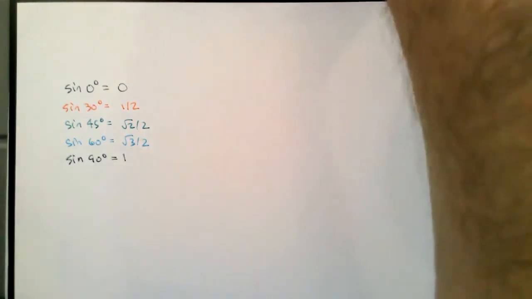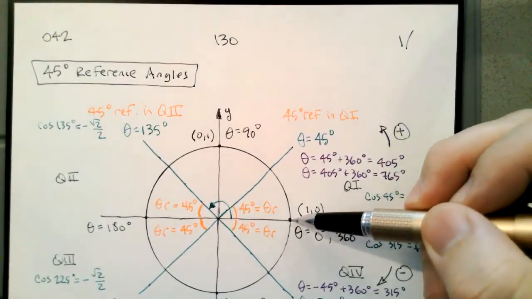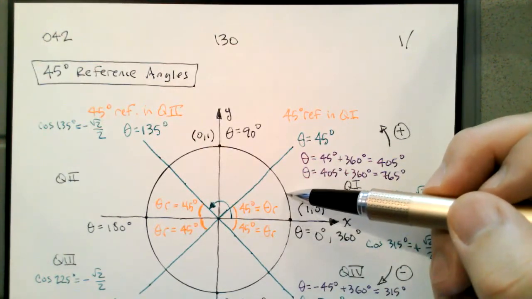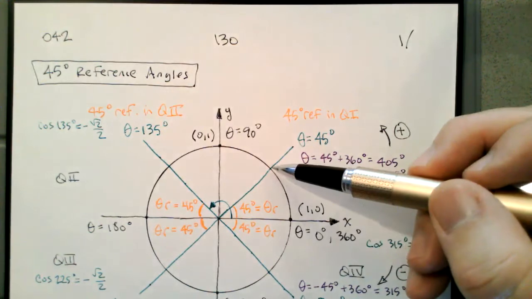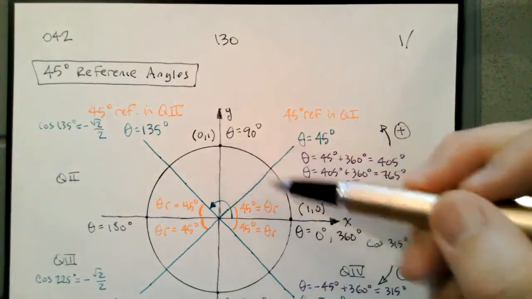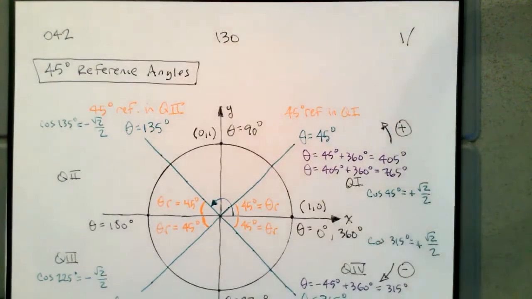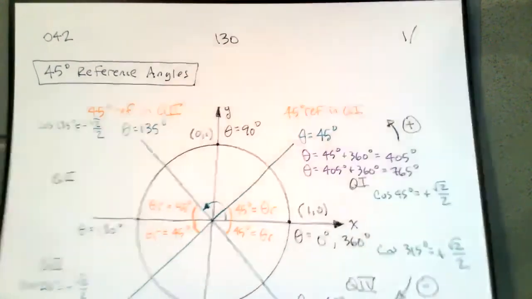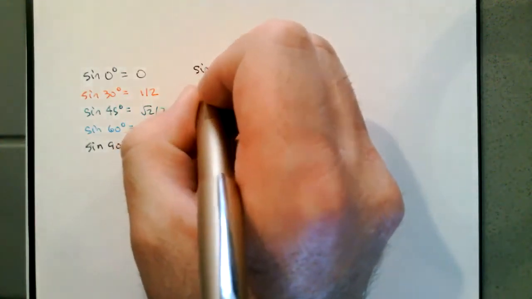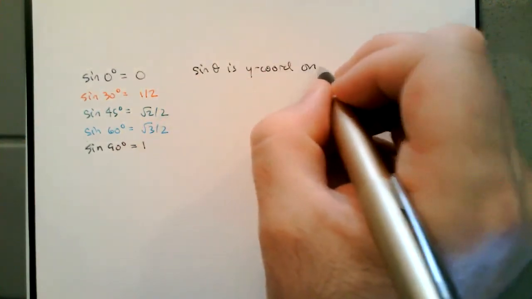So if we go from 0 to 90 degrees, we start off at 0, and then at 30, the sine of 30 is a half, sine of 45 is root 2 over 2, sine of 60 is root 3 over 2, sine of 90 is 1. Going from 0 to 1, we're tracking the y values. So sine theta is going to be the y coordinate on the unit circle.